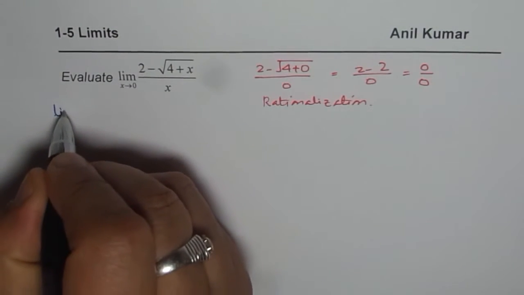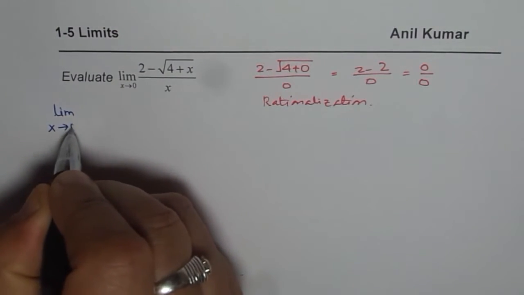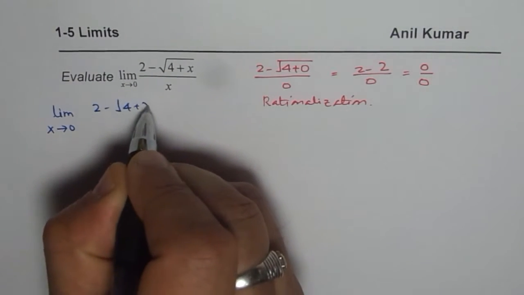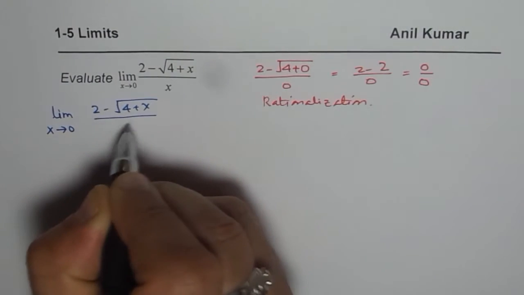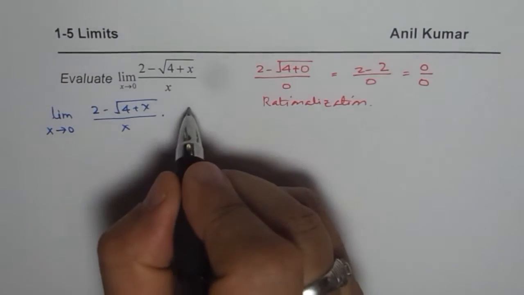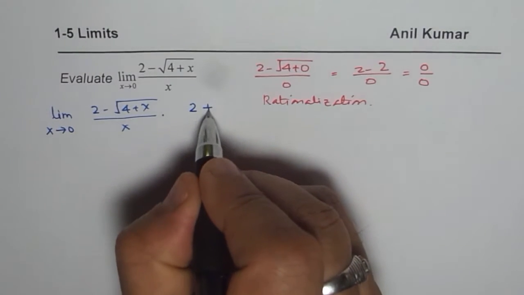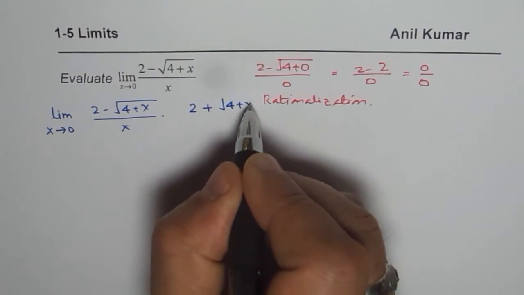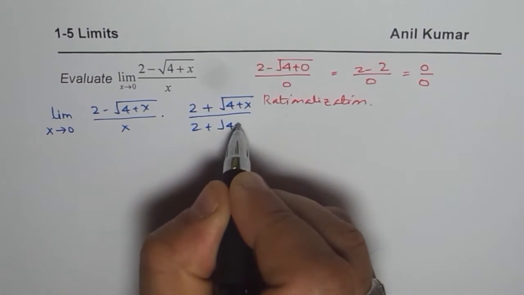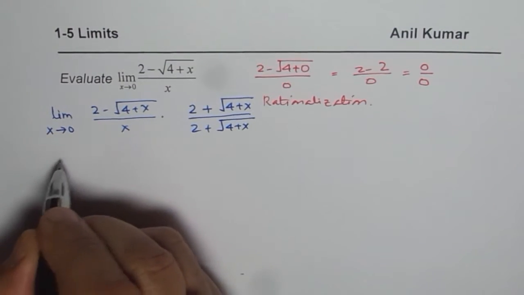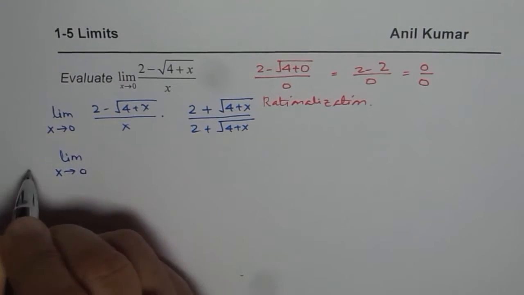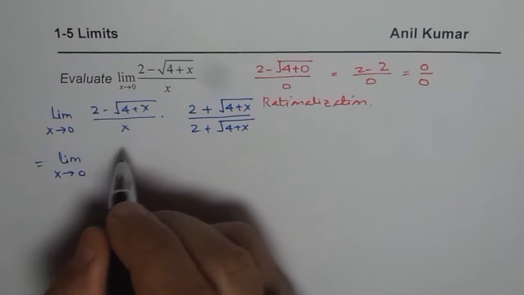So we have the limit as x approaches 0 of the function (2 minus square root of 4 plus x) divided by x. To rationalize, we have to multiply and divide by the conjugate of the numerator. We are rationalizing the numerator in this particular case. So we get 2 plus square root of 4 plus x in both numerator and denominator. So now we can expand the numerator. Do not expand the denominator.